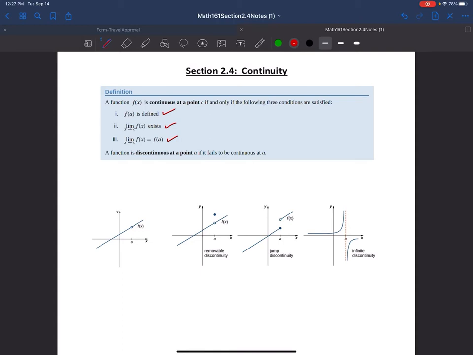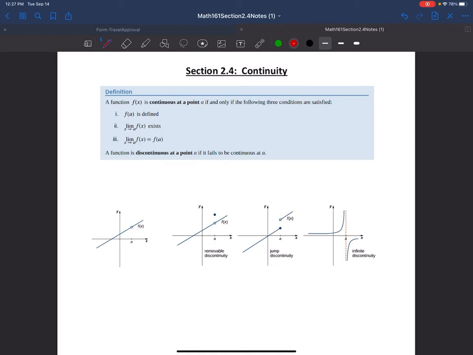Otherwise, a function is discontinuous at a point a if it fails to be continuous at a. So if any one of those three fails, then we have discontinuity. Okay, so let's take a look at some examples here. Let's look at example number 1.